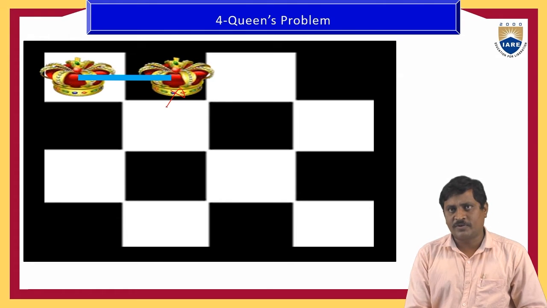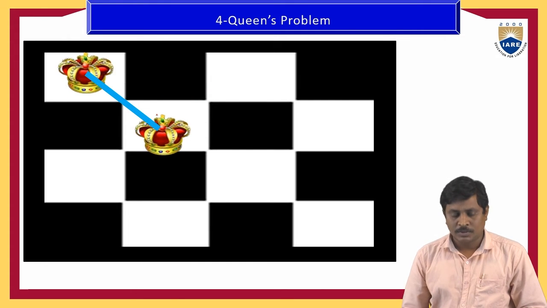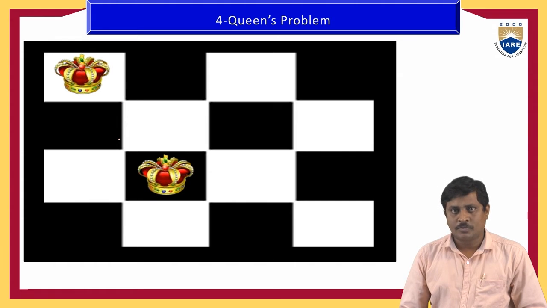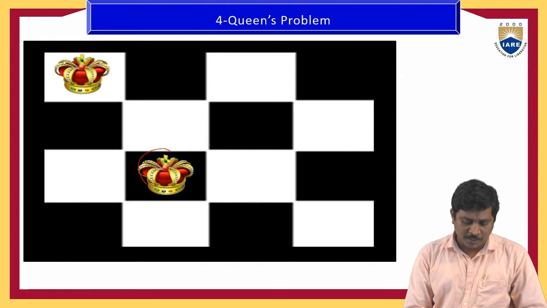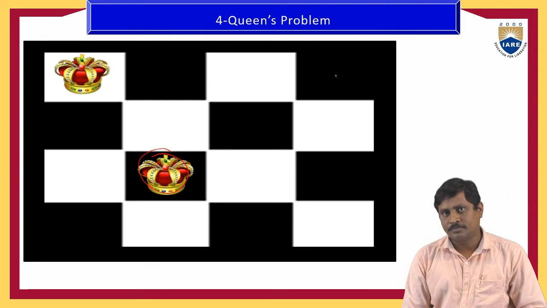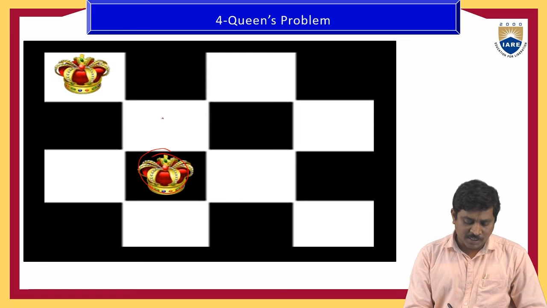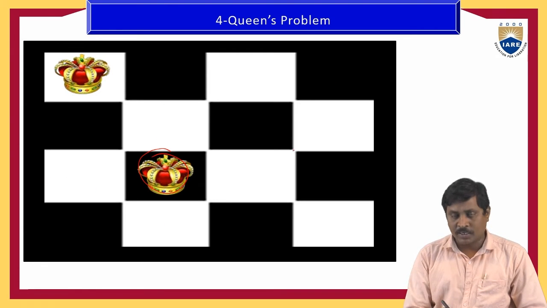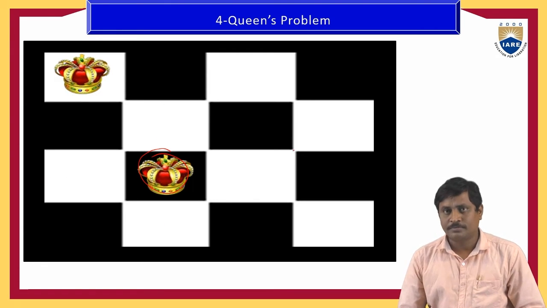As per the conditions of the N-Queens problem, we should not place this queen here. We place it here instead, where it is not diagonal, row-wise, or column-wise to the other queen. So there is no queen in the same row, column, or diagonal as this one.